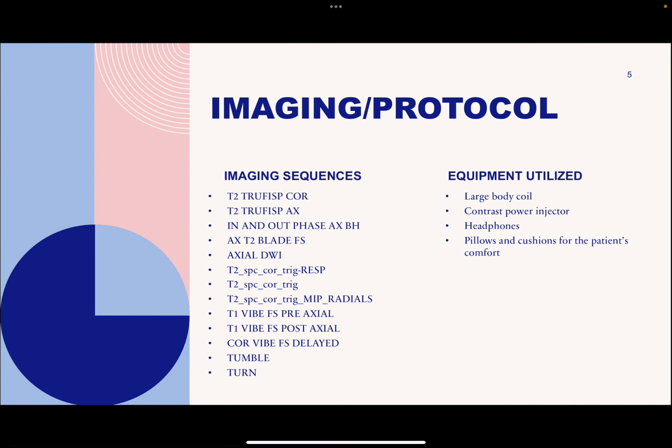So the imaging and protocol, these are all the imaging sequences that were performed to get the images. The equipment utilized was the large body coil, the contrast power injector, headphones so that the patient can hear the breathing instructions, and also so he could hear us when we had to check on him. And we also utilized pillows and cushions for the patient's comfort.